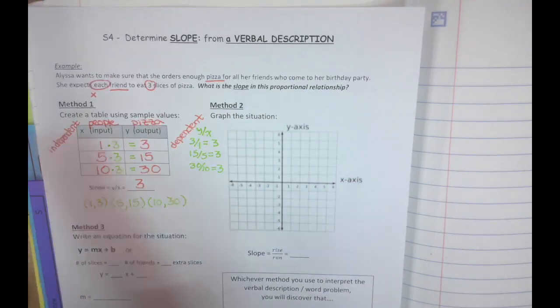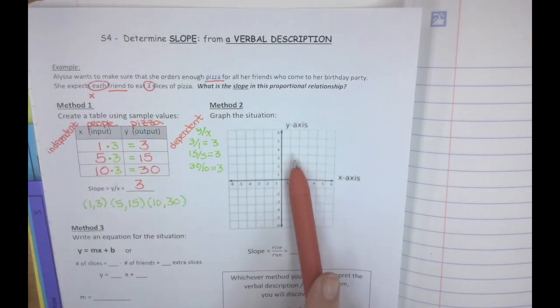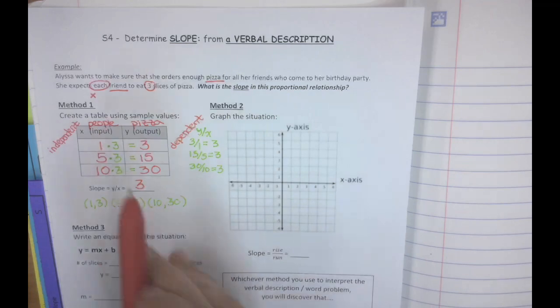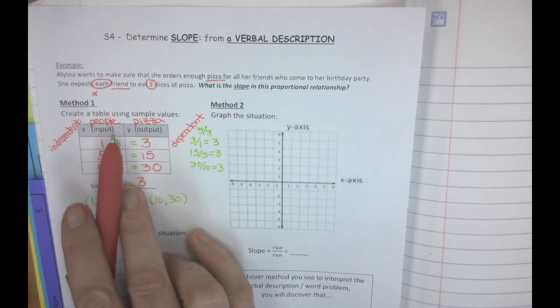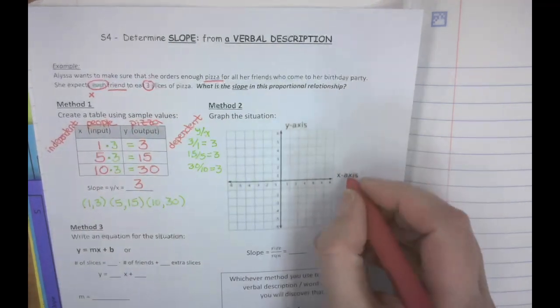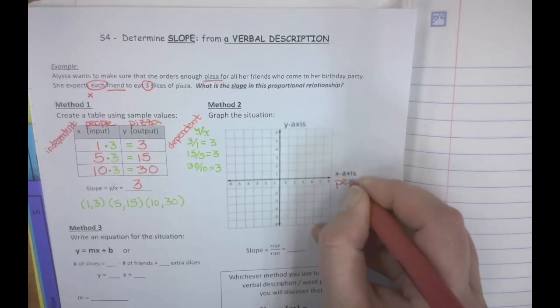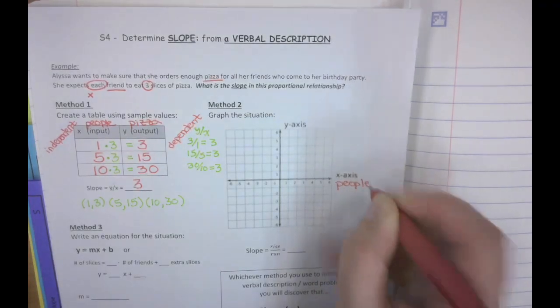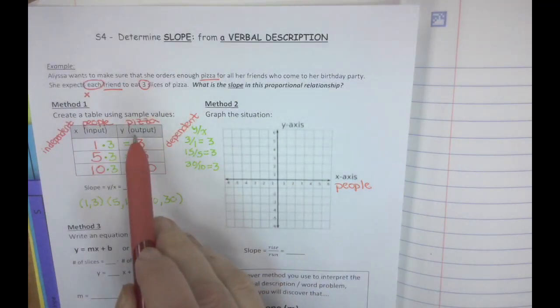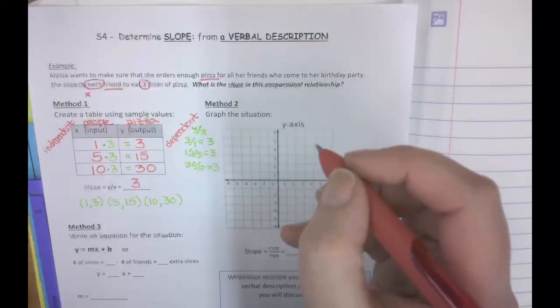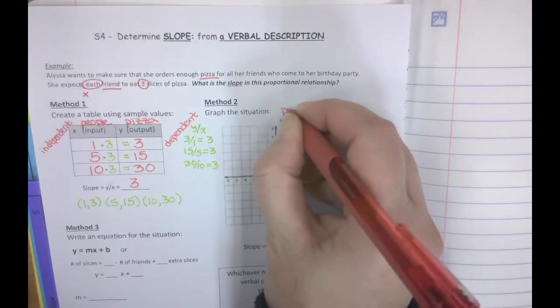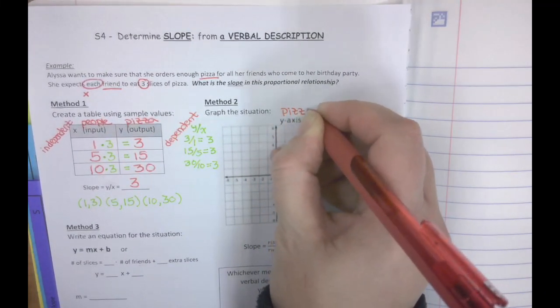When I look at my graph over to the side, my grid over here, my input or my x-axis would be my people, so I'm going to label that people or number of friends. And again, my output or my y value, my y-axis, is the amount of pizza that needs to be ordered.